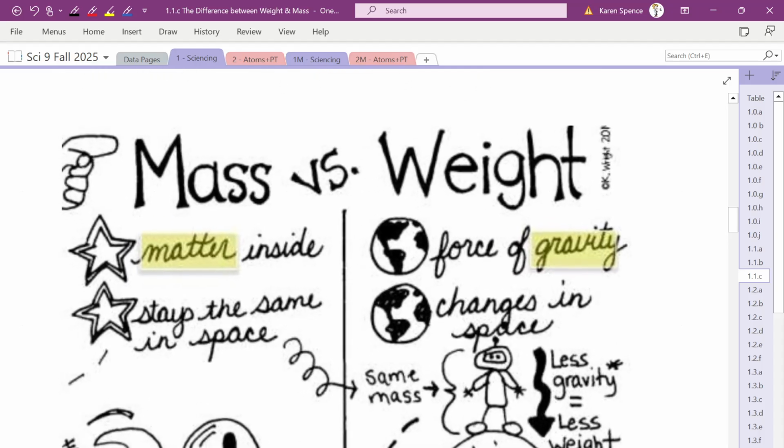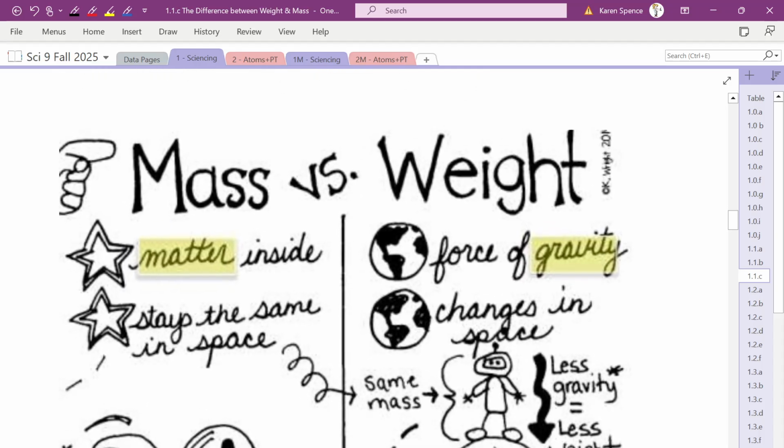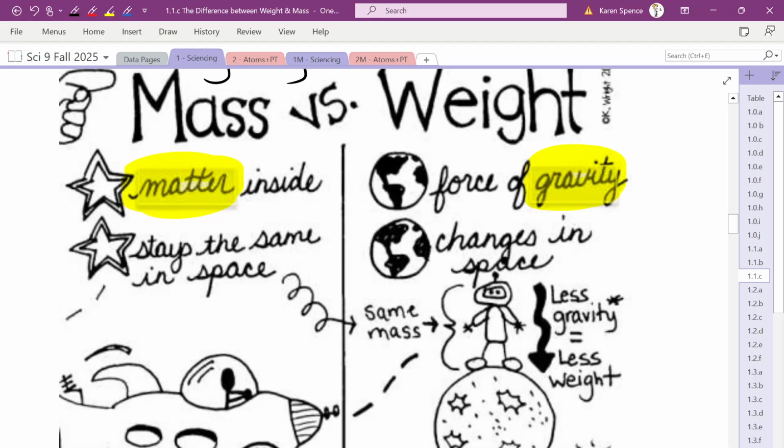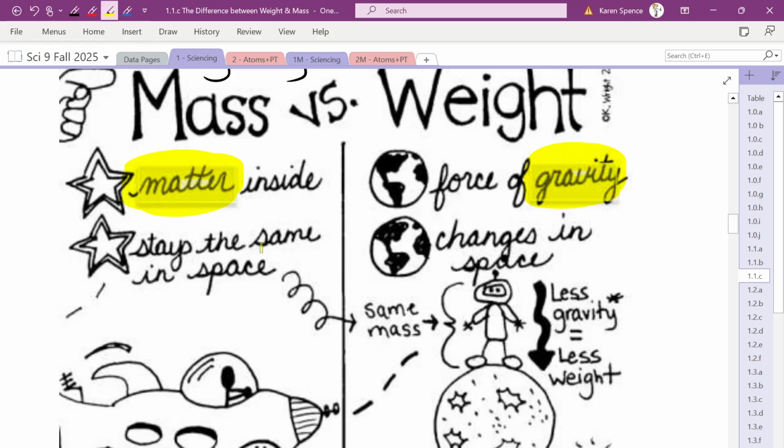So mass is all about matter, and weight is all about gravity. Mass is measured in grams and kilograms. Weight is measured in newtons. Which one stays the same in space? Mass stays the same in space.